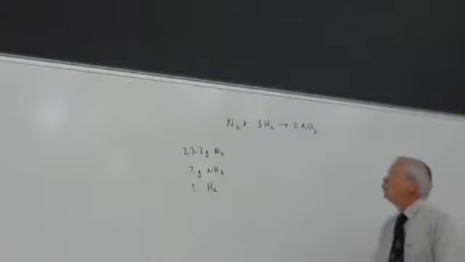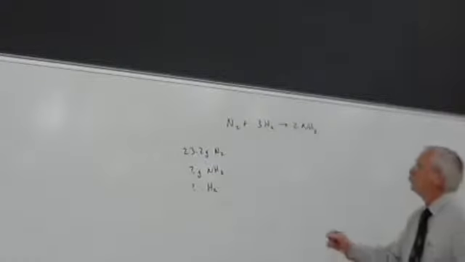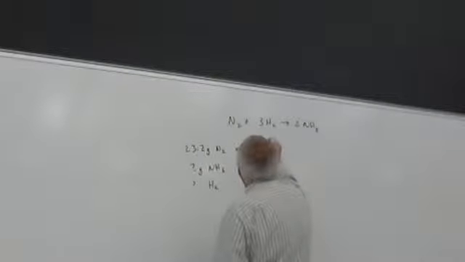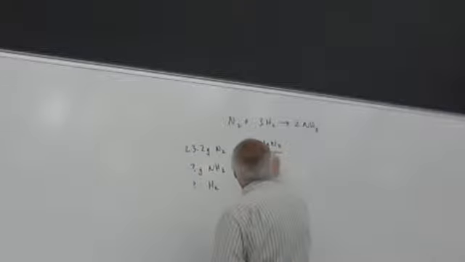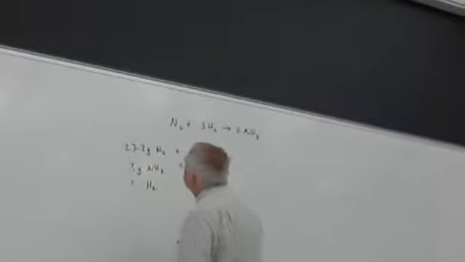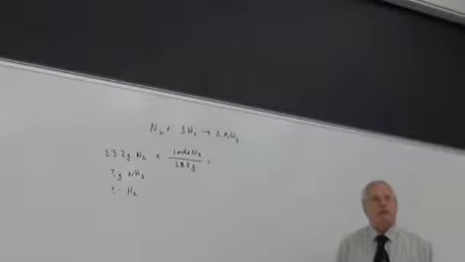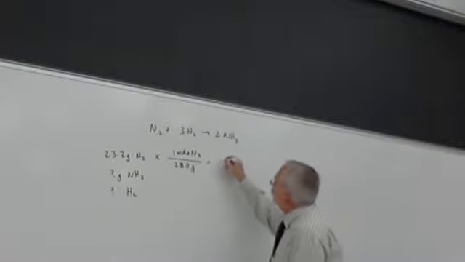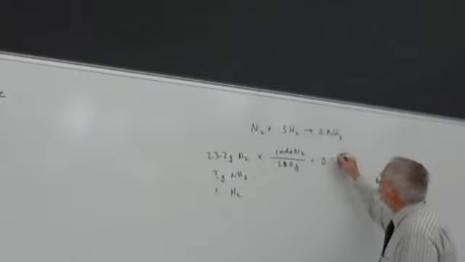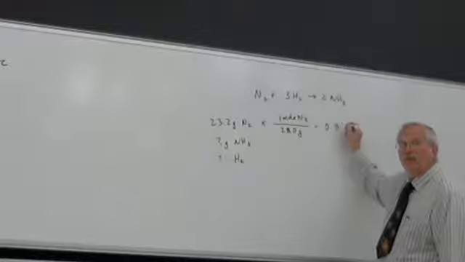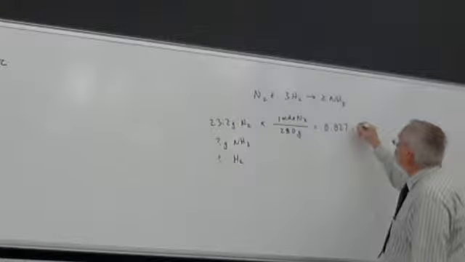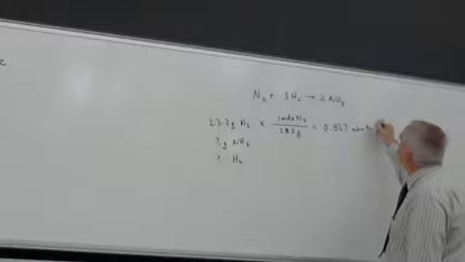Okay. This is a good question because it's a straightforward stoichiometry problem. So we'll take a look at it. You have 23.2 grams of nitrogen. What's your first step? Got to change it to moles. So 1 mole of nitrogen is 28 grams. So we do that division and get 0.827 moles of nitrogen.